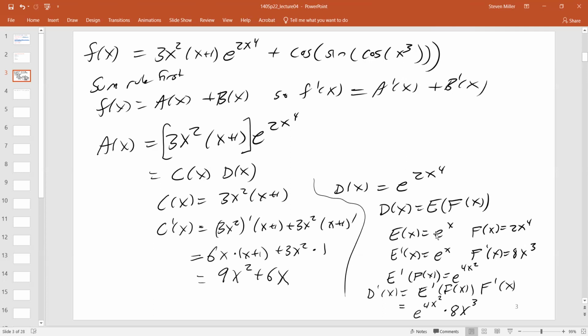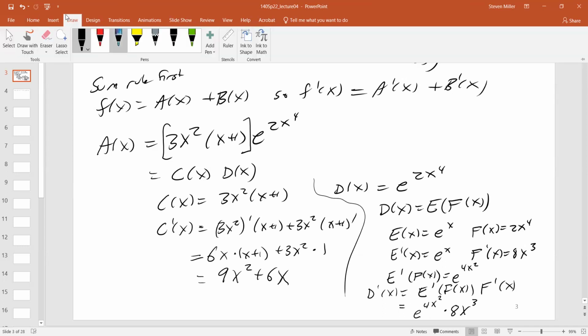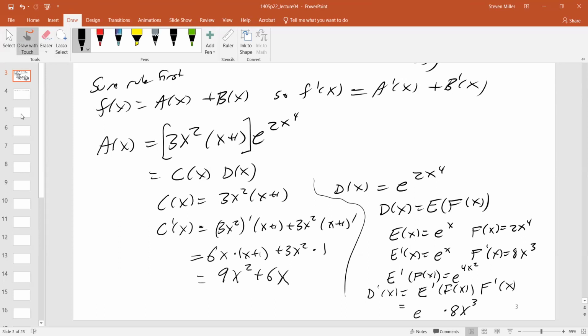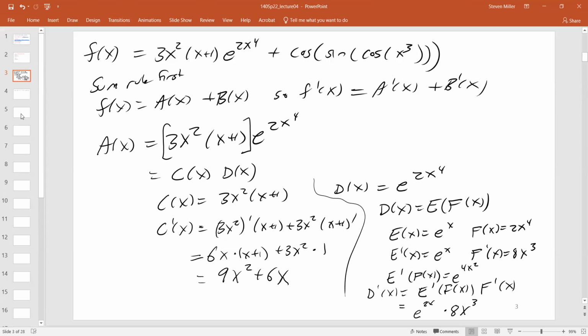Yes? Oh, at the very bottom. Oh, I'm sorry. Yes. I flipped the order of the two. Yes. Is that what the question was? Okay. So over here, I flipped the order of those two. So this should be 2x to the 4th. Okay, so my rule is exponential of input. And if my input is 2x to the 4th, I get back my original function.